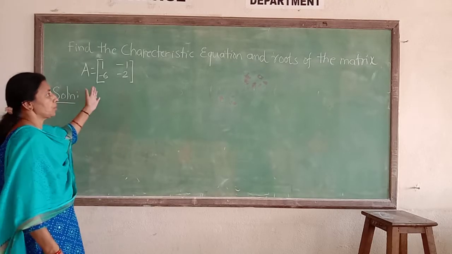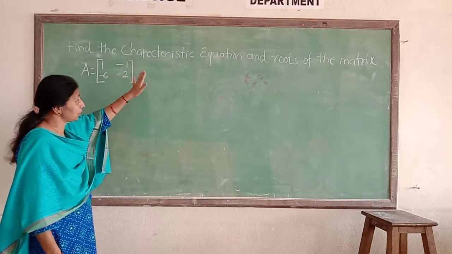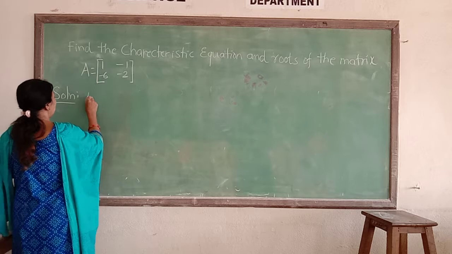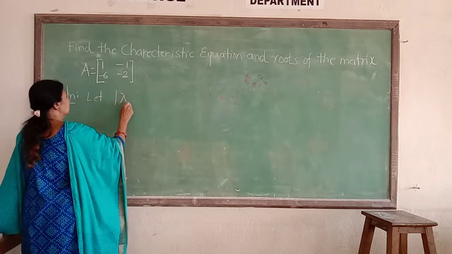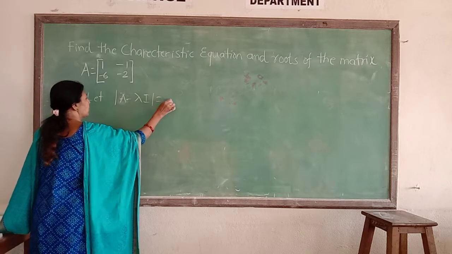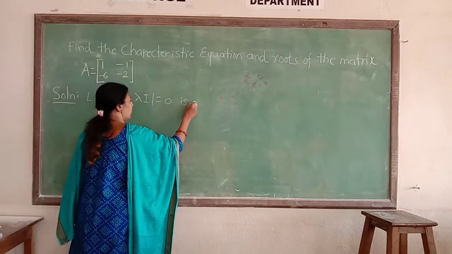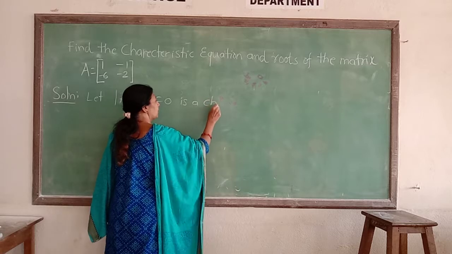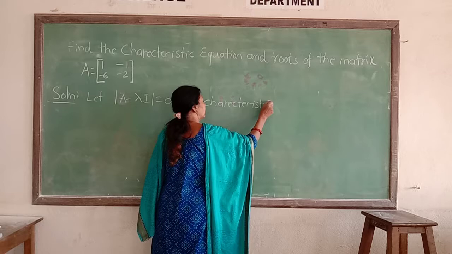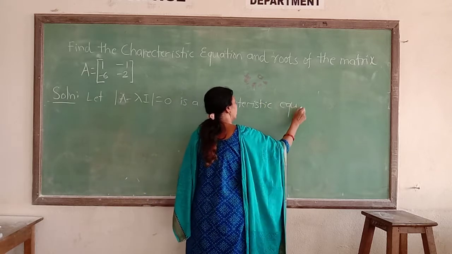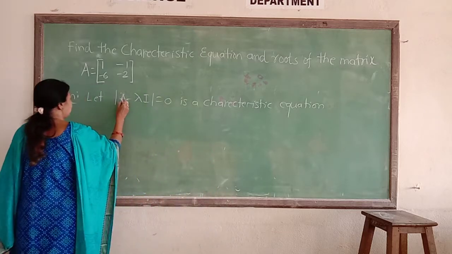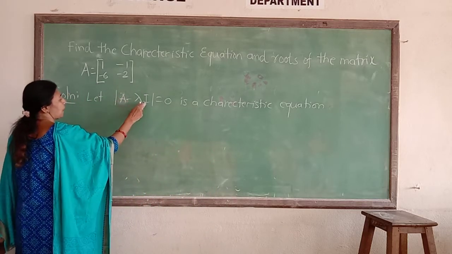Yes, we are taking another sum of the same type, that is to find the characteristic equation and characteristic roots. Okay. Same way, A minus lambda I is equal to 0 is the characteristic equation. Next in this we have to write what is A, what is I and all.